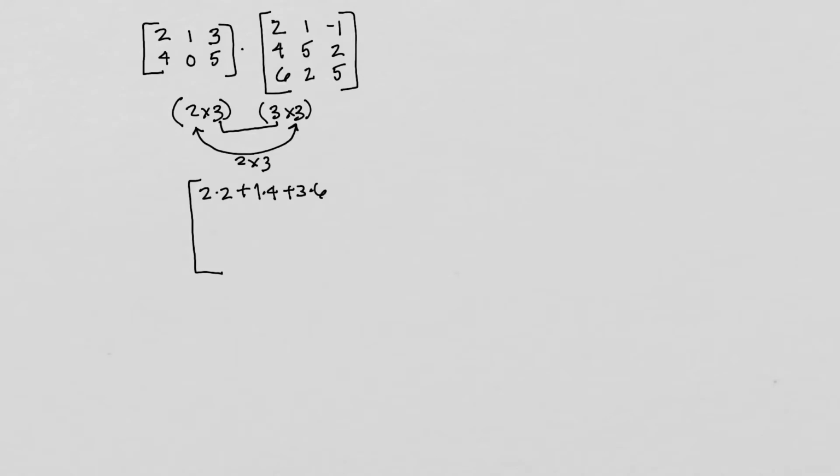Then we're going to move on to this element here. Now this element here is in row 1, column 2. So I'm going to use row 1 with column 2. I'm going to go over and down component-wise. First and first, second and second, third and third. So that's going to look like this. First and first is going to be 2 times 1, plus second and second, 1 times 5, plus third and third, 3 times 2.